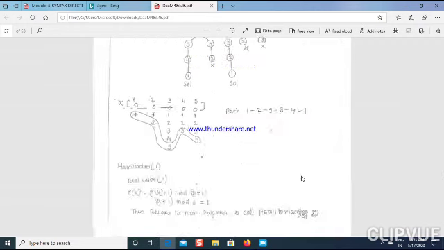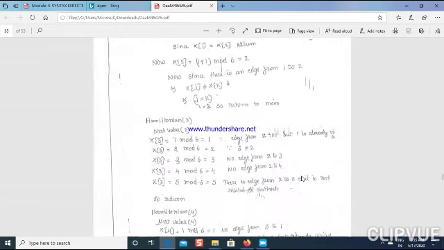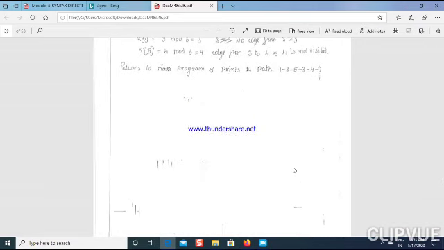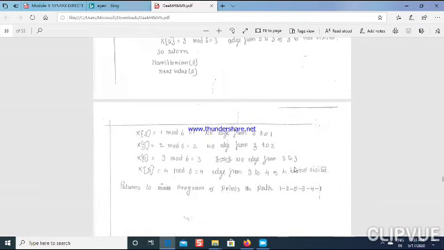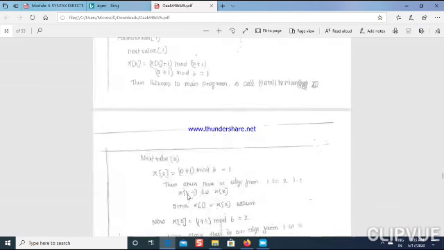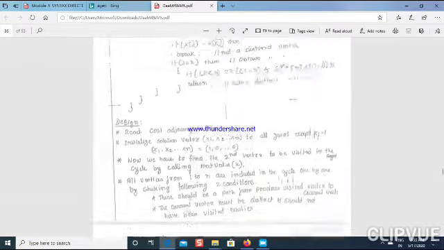And this is also your lab program, so I'll explain that lab program. Any doubts, you can ask or you can message me. So that is about your Hamiltonian cycle.